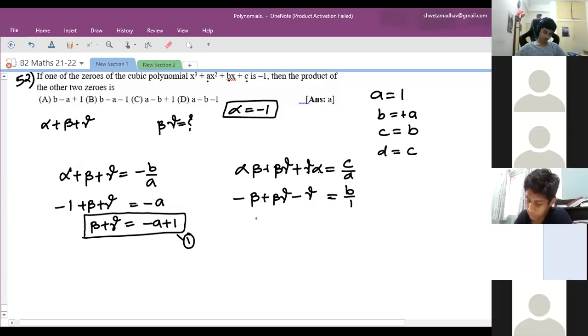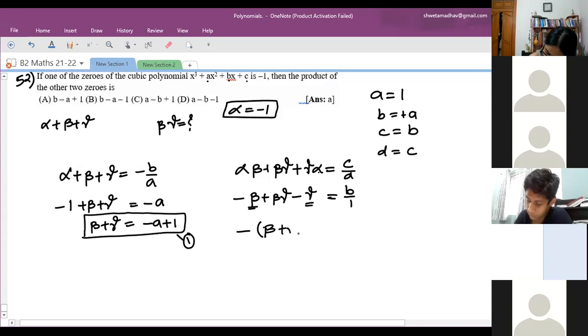Yes, ma'am. So now we can take minus common from first and last term. We will get minus of beta plus gamma plus beta gamma is equal to B. So beta plus gamma value we have, that is minus A plus 1. Minus of (minus A plus 1) plus beta into gamma is equal to B.